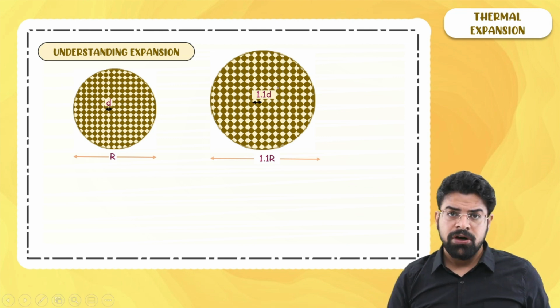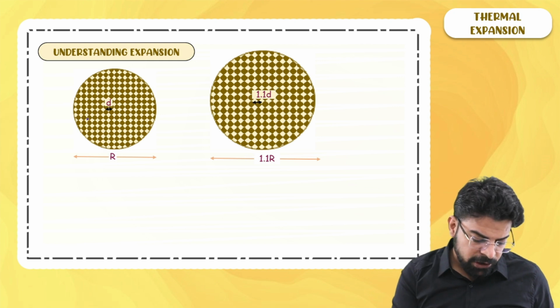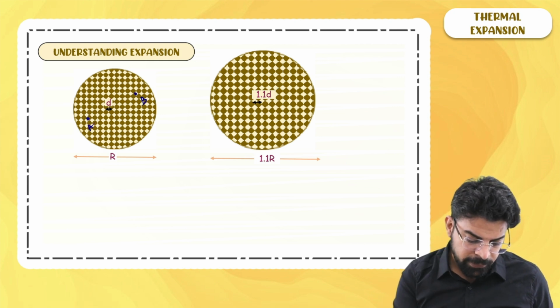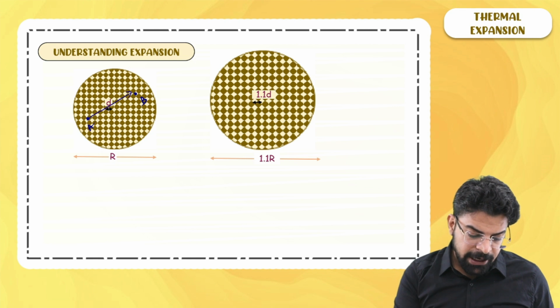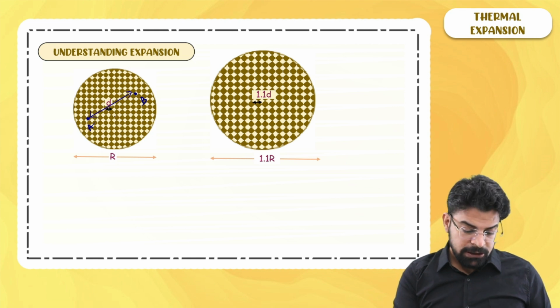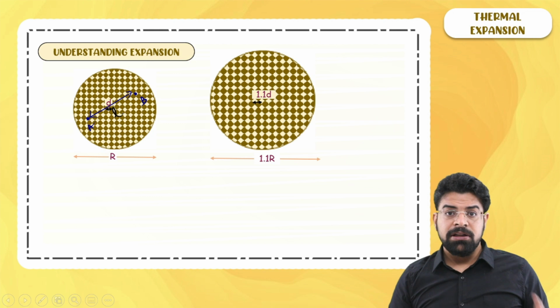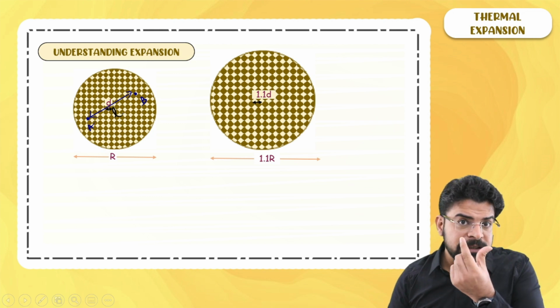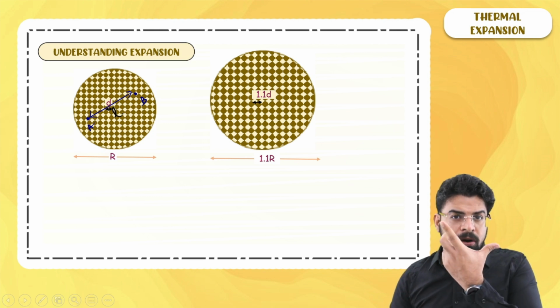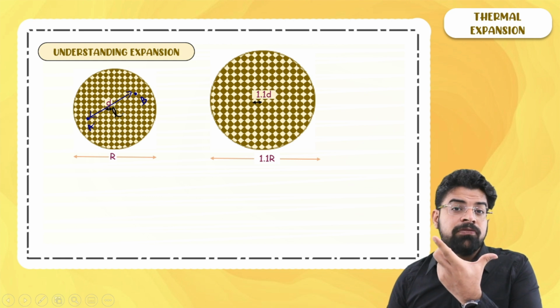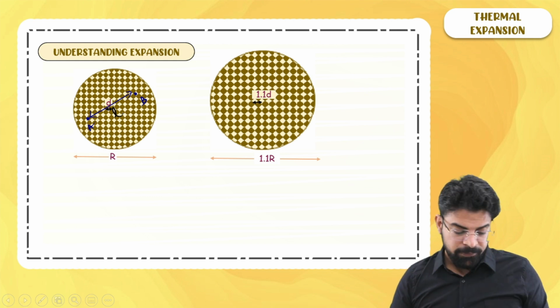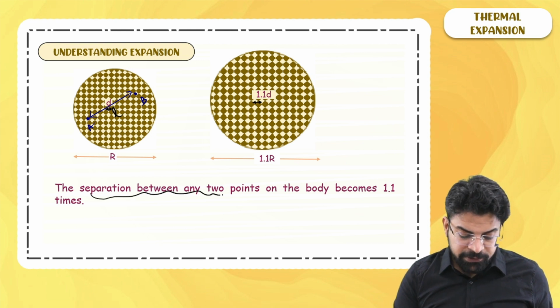So if on this object, I would have marked 2 points A and B. Then the separation between A and B, if before the expansion is L, then after the expansion, even the separation between these 2 points on the disk will become 1.1 times and it will be 1.1 L. So the separation between any 2 points on the body becomes 1.1 times.